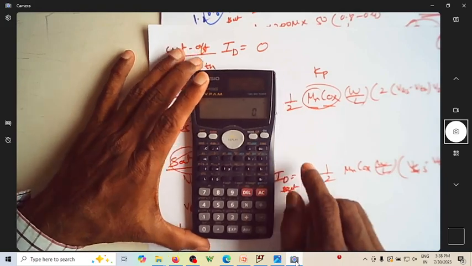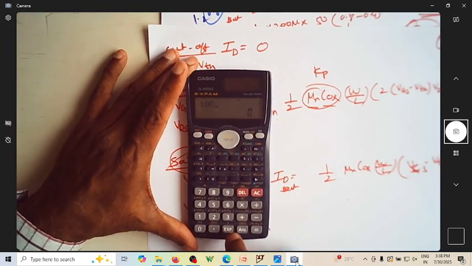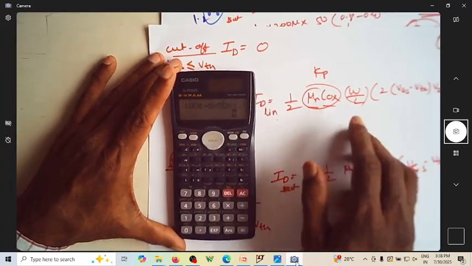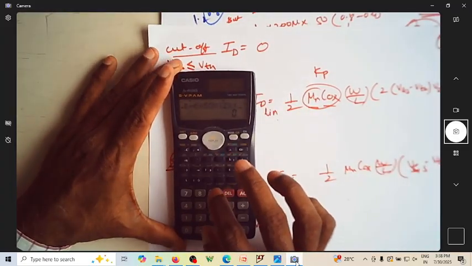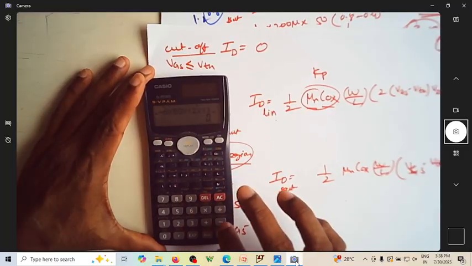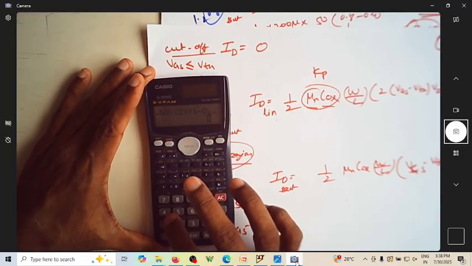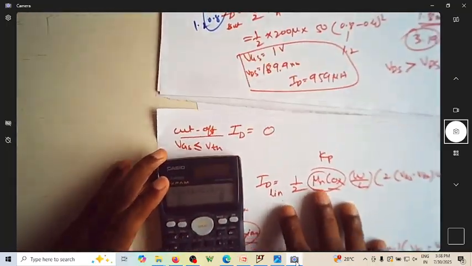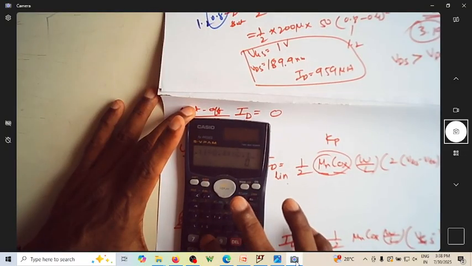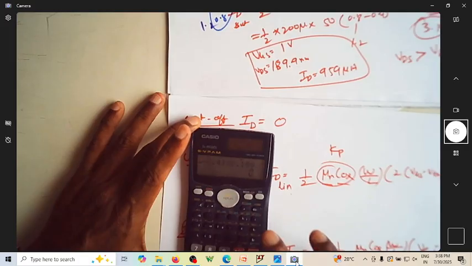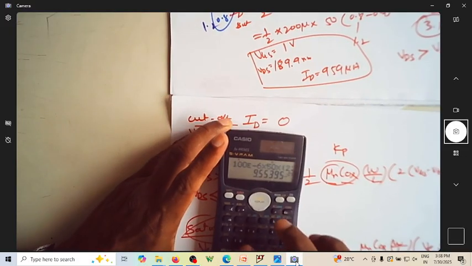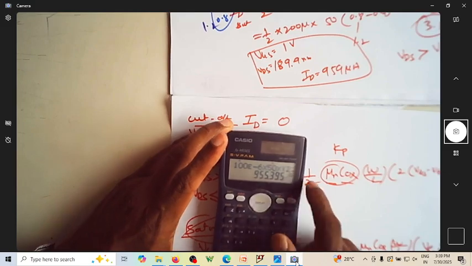So now as per this, it is 100 exponent minus 6 into 50 into, open the parenthesis, 2 into, how much is VGS? It is 1 minus 0.4, into VDS. How much is VDS? It is 0.189, minus 0.189 square, close. You can see how much is the current. The current is 955 microampere.